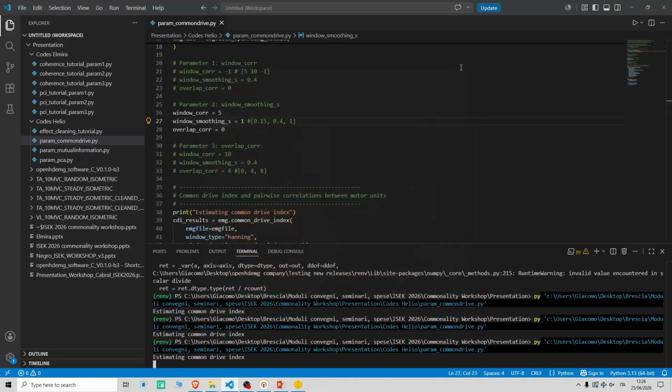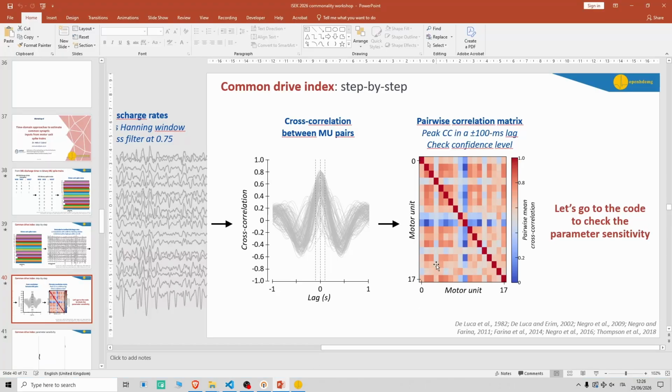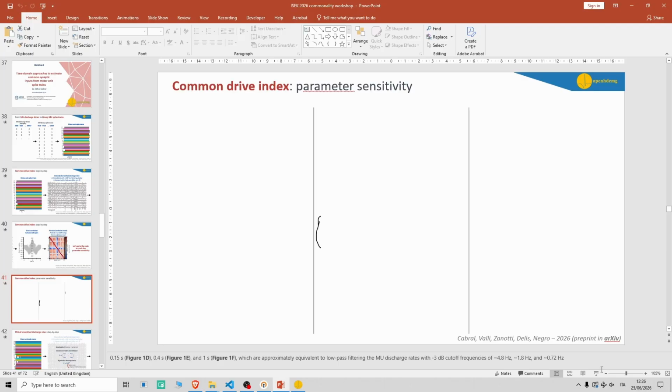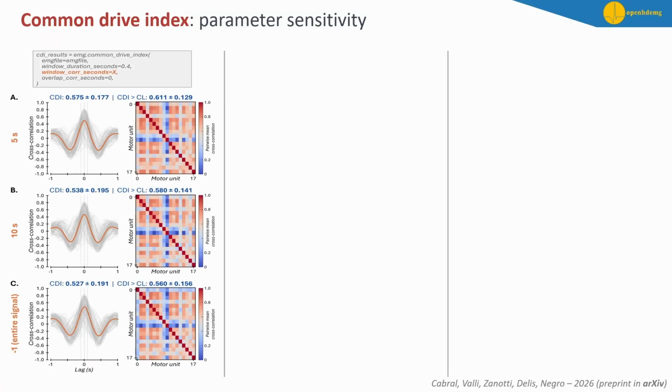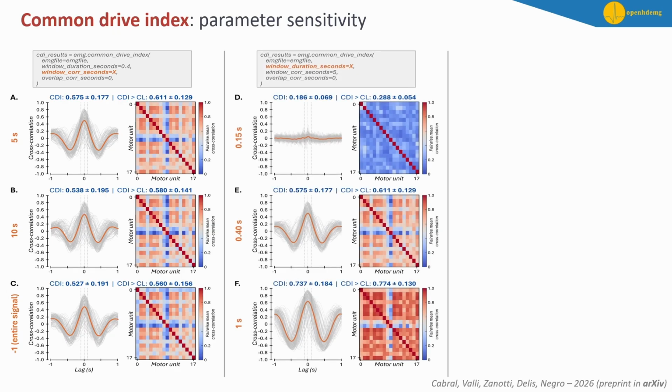Great. Good. So let me just come back here. As you saw very quickly, just to summarize, when we change the size of the correlation window, this affects the common drive index, where a small window can lead to a higher value compared with bigger windows or the entire signal. But the duration of the smoothing also affects a lot, and you can see here that is exactly what I showed you. A very small smoothing window can provide a very big common drive or cross correlation.